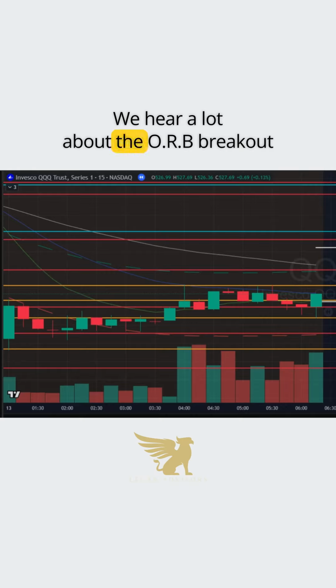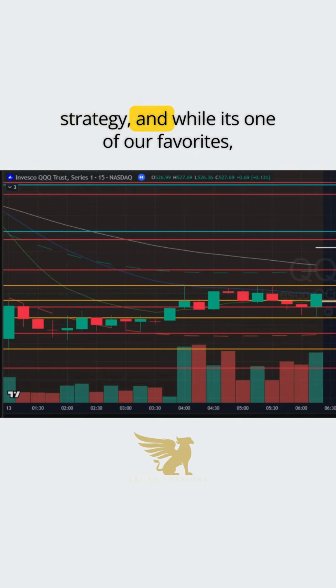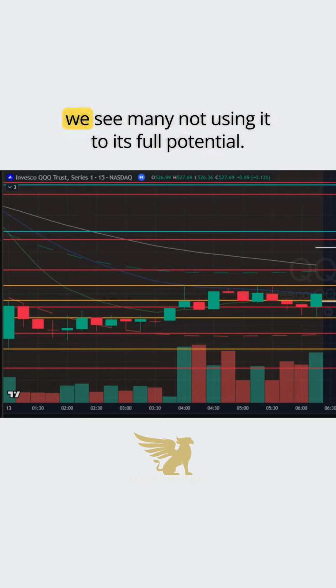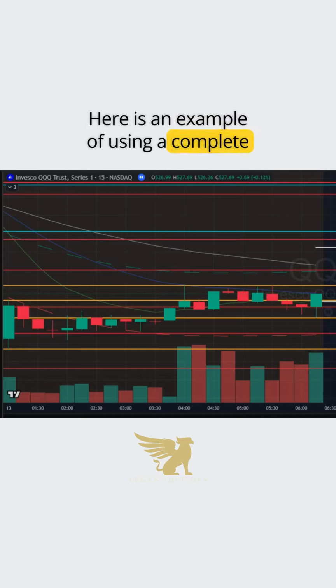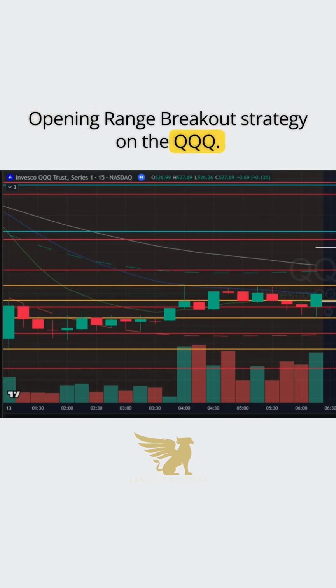We hear a lot about the ORB breakout strategy, and while it's one of our favorites, we see many not using it to its full potential. Here is an example of using a complete opening range breakout strategy on the QQQ.